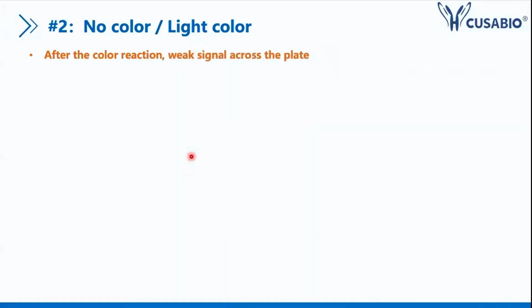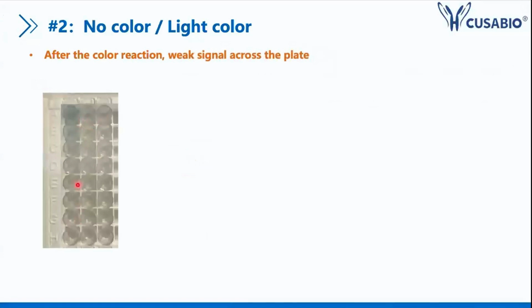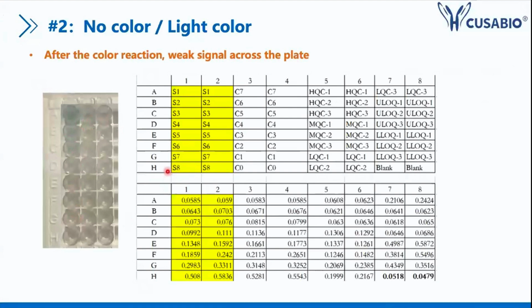And for the weak signal, it looks something like this. This is the standard. You see the color, but the color is really weak. And when you check the OD values, they are also pretty low. Even with the high concentration, the reading is only slightly above 0.5.